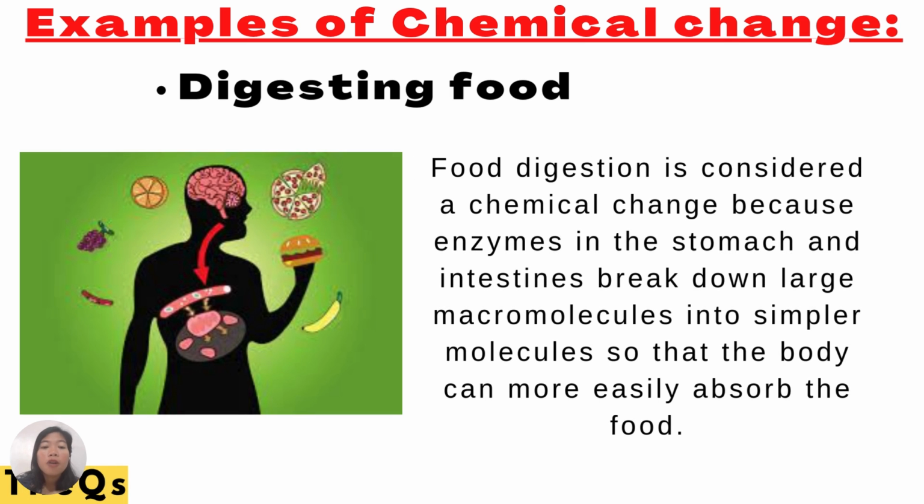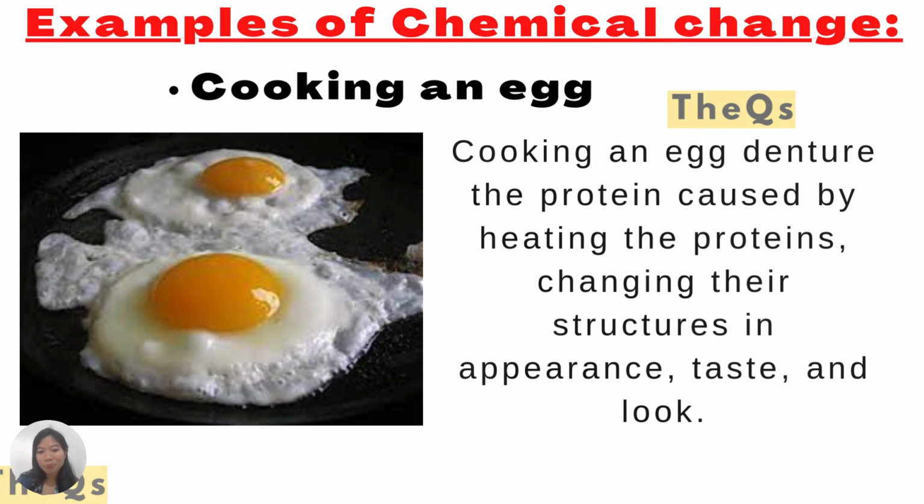Digesting food. Food digestion is considered a chemical change because enzymes in the stomach and intestines break down large macromolecules into smaller, simpler molecules so that the body can more easily absorb the food. So, when you digest your food, then that is already chemical change.